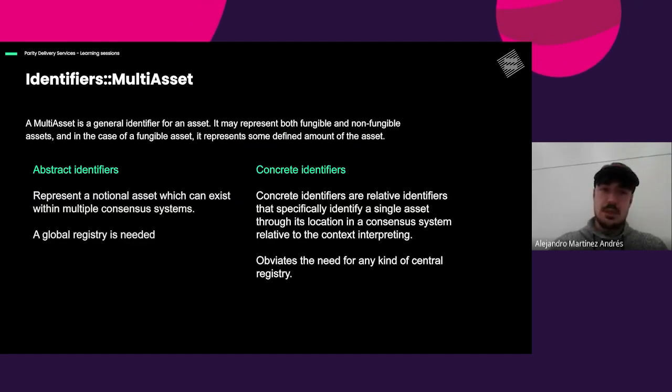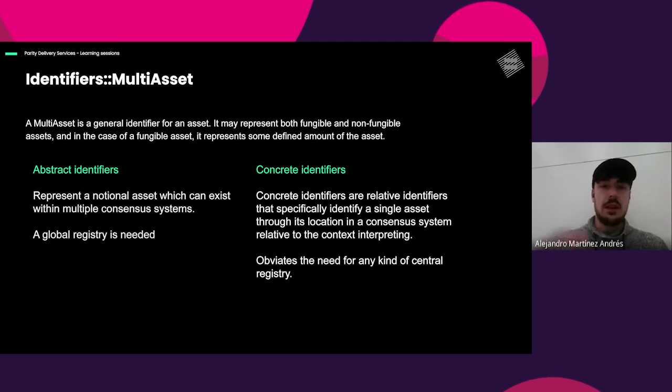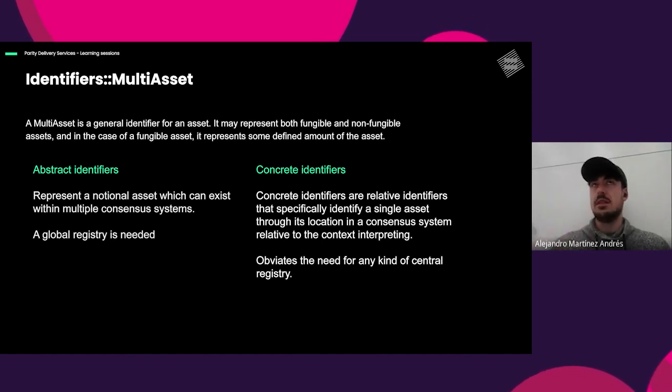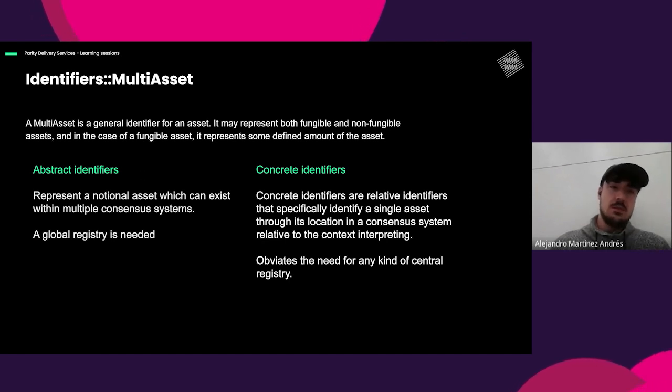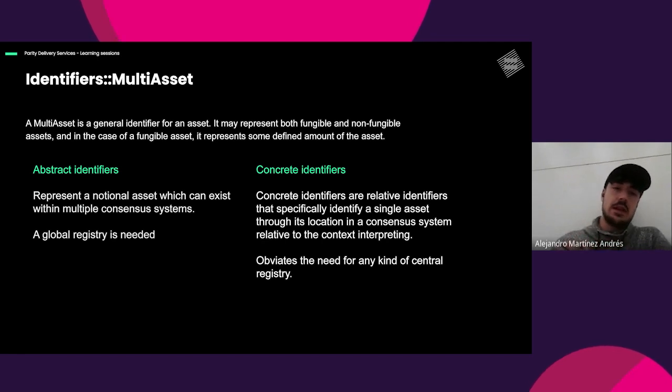So now multi-assets. This is a very similar concept to multi-locations, but applied to assets, tokens. And as we are working with not just locations, we have to adapt this path concept a little bit, right? And we do it in two different ways. There are two different types of multi-assets that we can define, that are the ones in there: abstract identifiers and concrete identifiers.